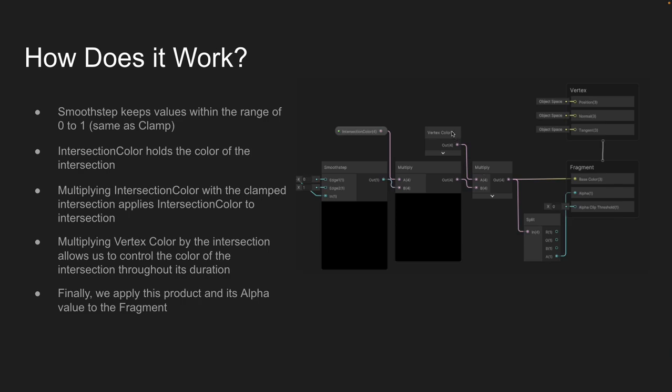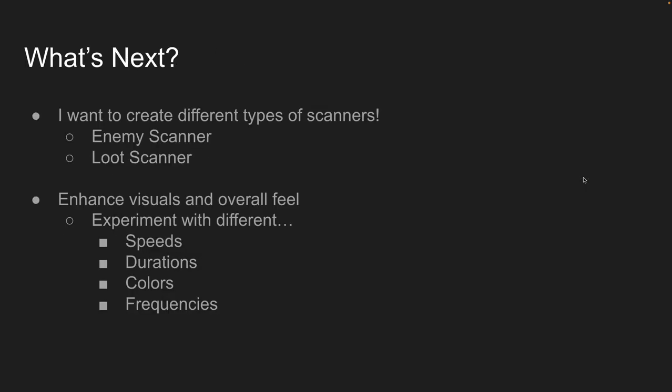Similarly, this vertex color module is allowing us control of the color of the scanner throughout the duration of its lifetime. And then finally, we just apply this product here to the alpha and base color of the fragment. And yeah, the shader's all done.